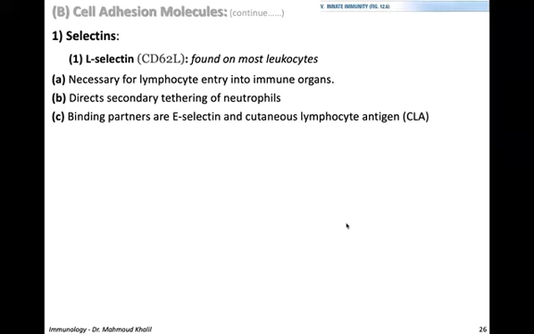So let's talk in more detail about the 3 types of selectins. L-selectin, sometimes called CD62L, is found on most leukocytes, and it is necessary for lymphocyte entry into the immune organs, and it directs a secondary tethering of neutrophils. Its binding partners are E-selectin and the cutaneous lymphocyte antigen, CLA.